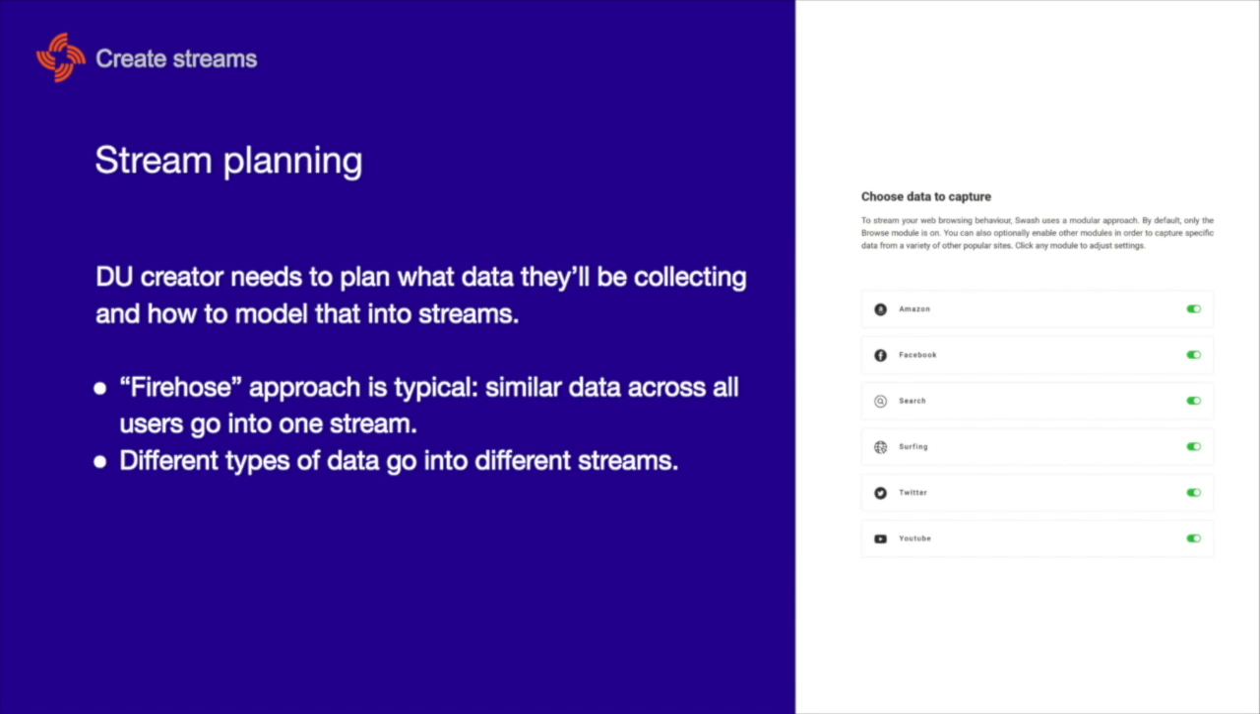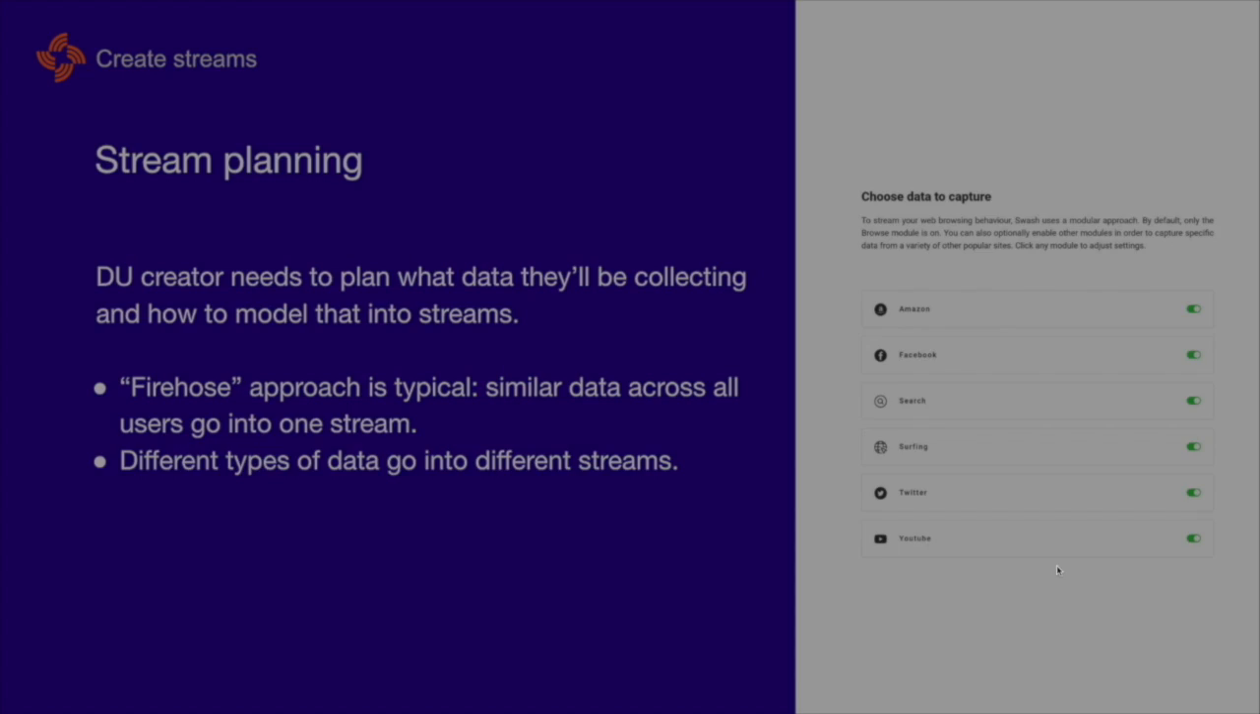So first, you need to figure out how to model your data into streams. Streams are sequences of messages, so you need to decide which events go into which streams. A typical approach is the firehose, where a certain type of data from all users goes into the same stream. In Swash, for example, all web searches go into one stream, and YouTube behavior goes into another.